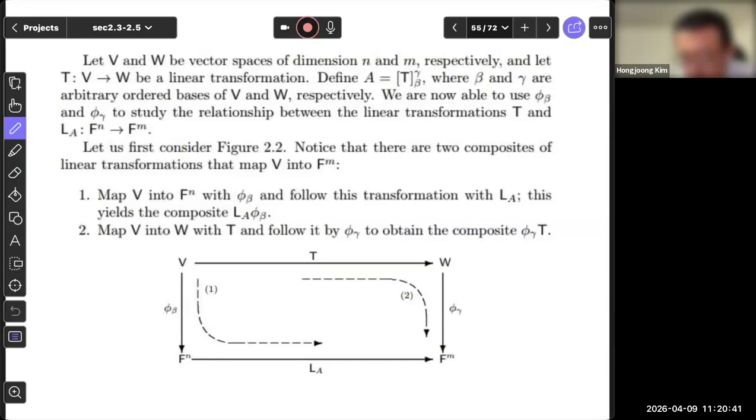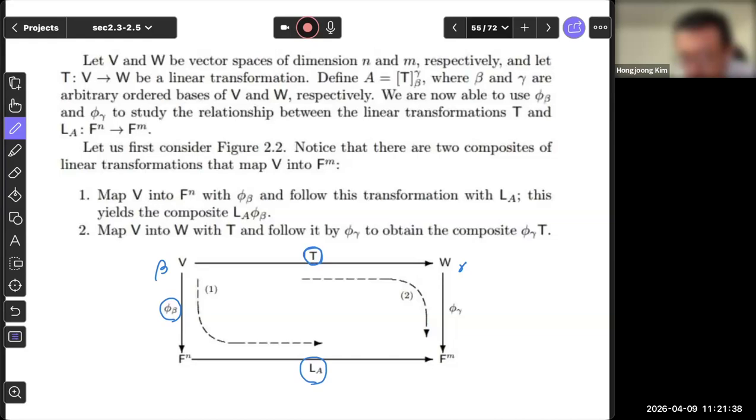So let V and W be vector spaces, given some bases beta and gamma, so beta is a basis for V and gamma is a basis for W. And as I said, suppose that we have a linear transformation T from V to W. If I want to find the image of a certain vector, you can directly apply the definition of T. Or since I have beta, for any vector I can find its coordinate, and then I can find a matrix A representing T.